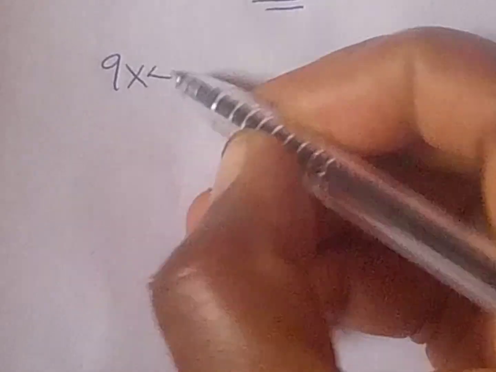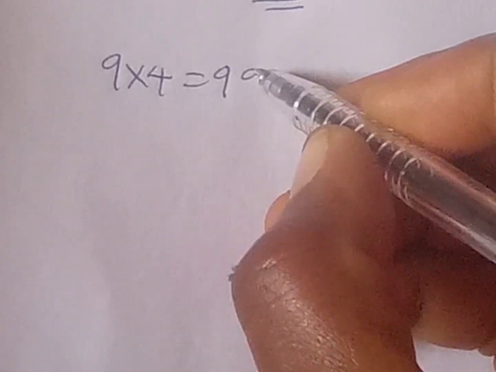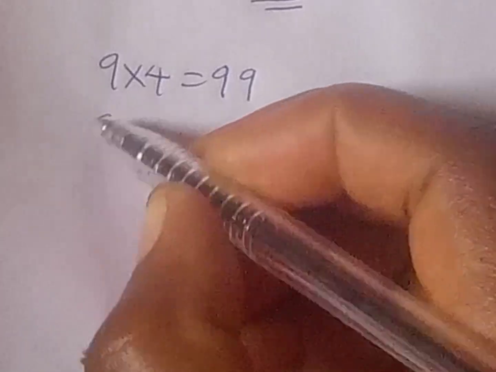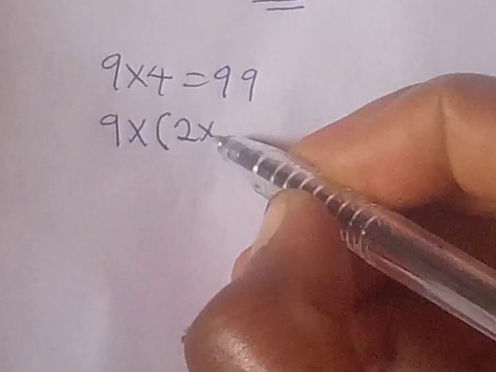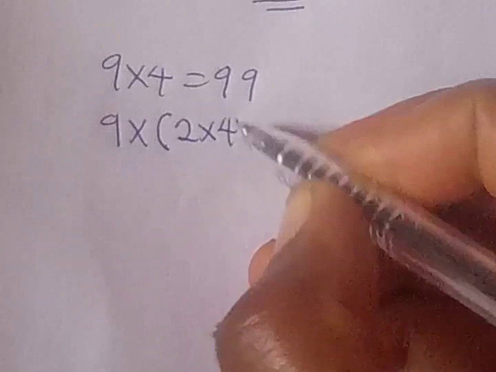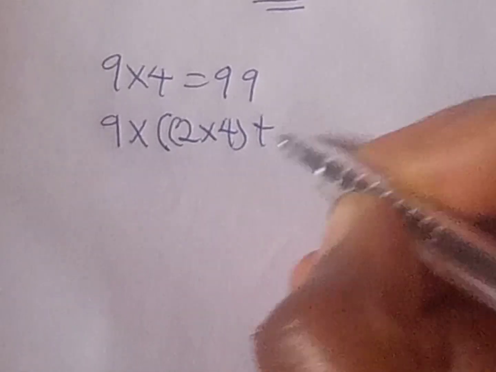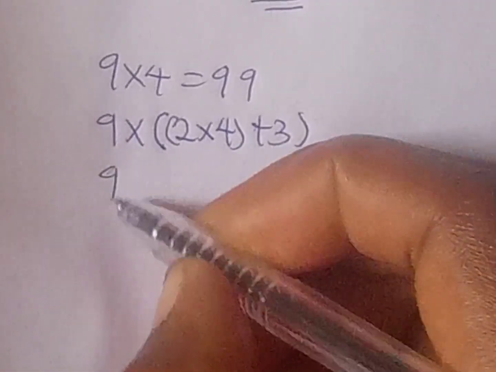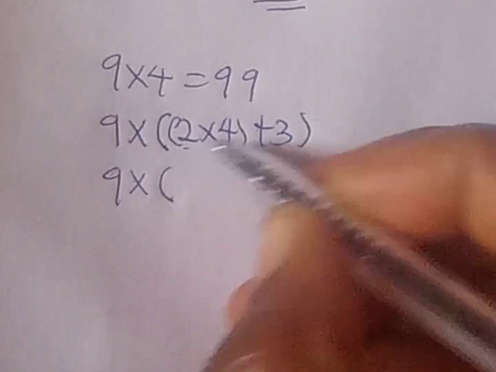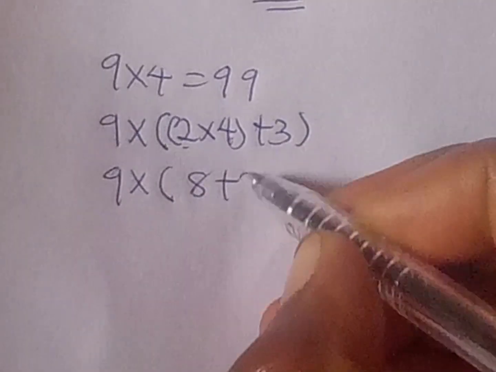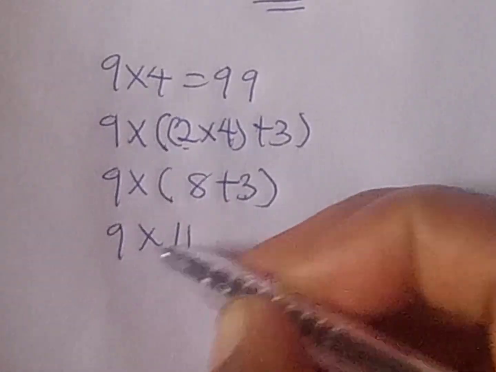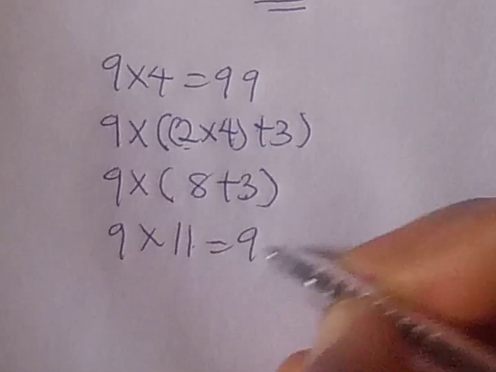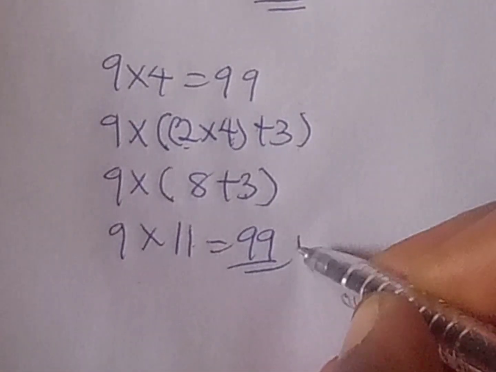9 multiplied by 4 equals 99. First number 9 multiplied by, in bracket, 2 times second number, which is 4, close bracket, plus 3. We have it as what? 9 times, open bracket, 2 times 4 is 8. 8 plus 3. Now we have 9 times, 8 plus 3 will give us 11. So 9 times 11 will give us 99, which is correct.